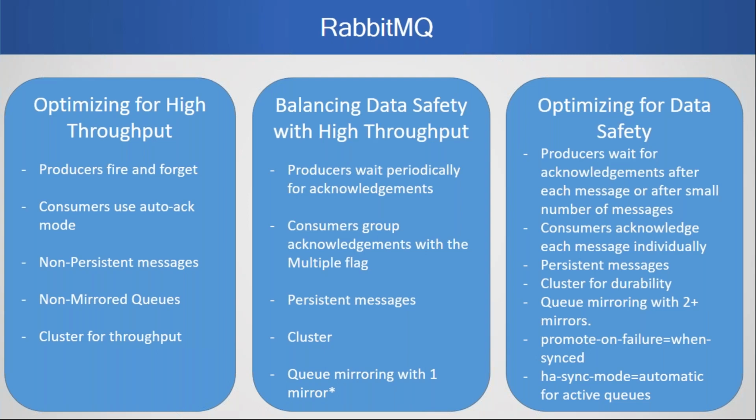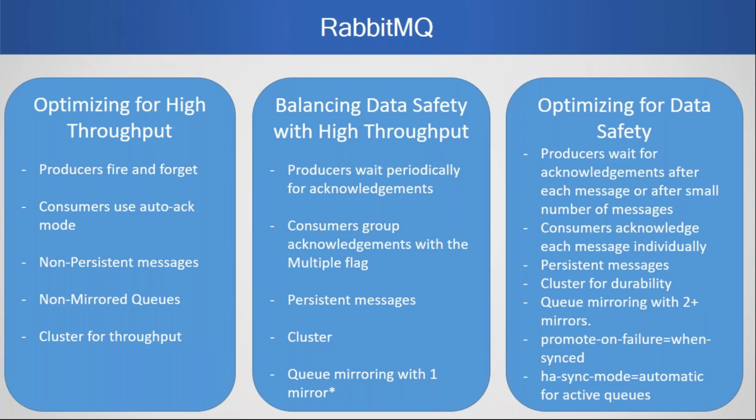Or we could go for a balance of data safety and high throughput. Producers can wait periodically for acknowledgements. Consumers can group acknowledgements with the multiple flag. We'll go for persistent messages that allow us to enable restarts and failures. We'll use a cluster with mirroring of 1, which gives us a small amount of redundancy, but without causing too much load.